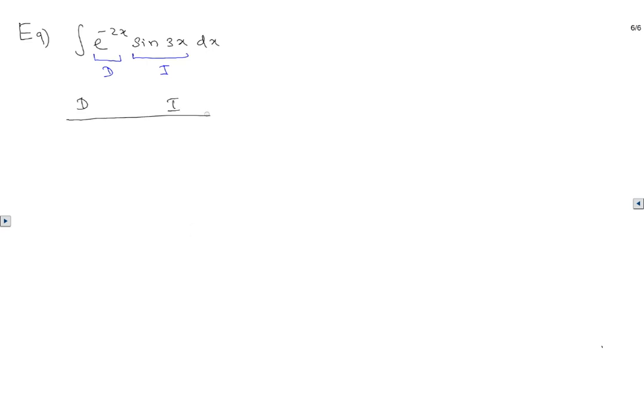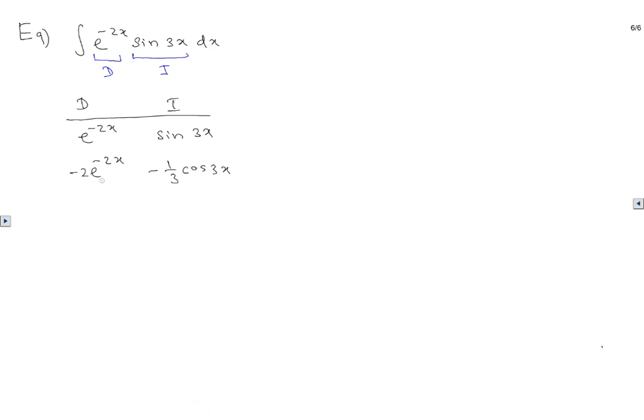So we have e^(-2x), and then we have sine 3x. So we take the derivative, so that means it's going to be negative 2 e^(-2x), and we take the integral. This is sine, so that means it is negative 1/3 cosine 3x. So you can see that it changed, but you don't see anything yet.